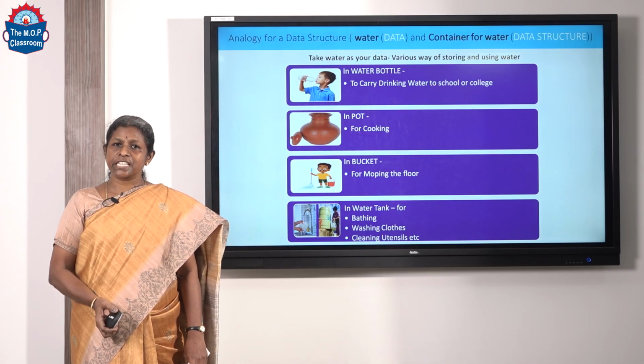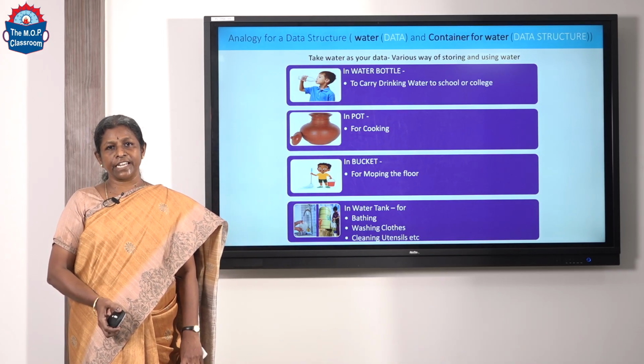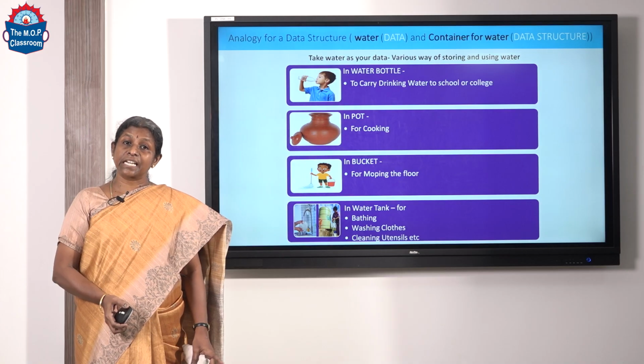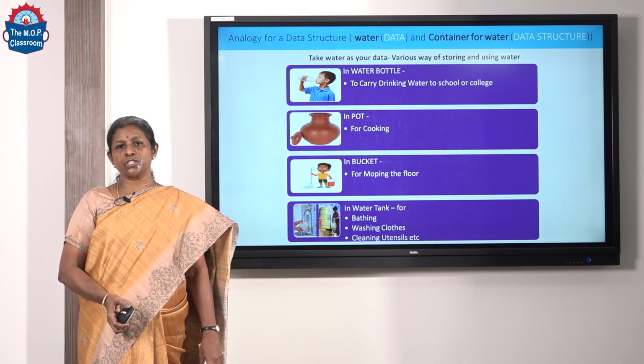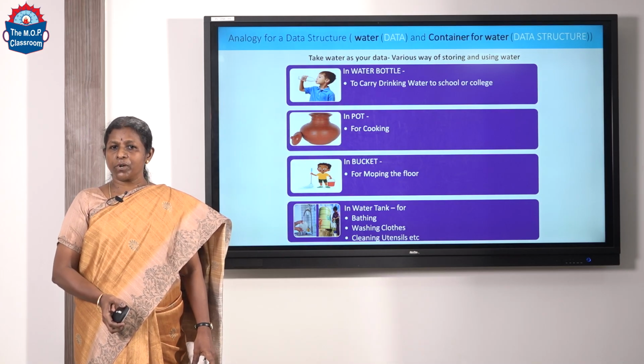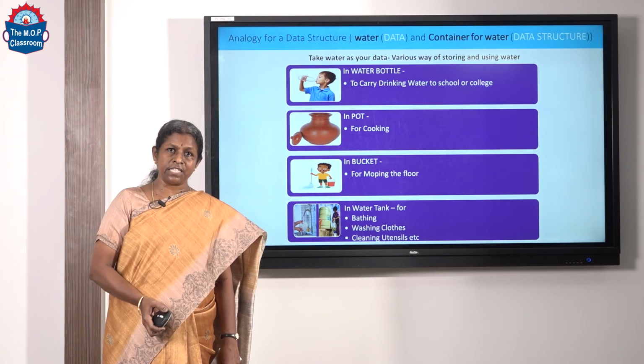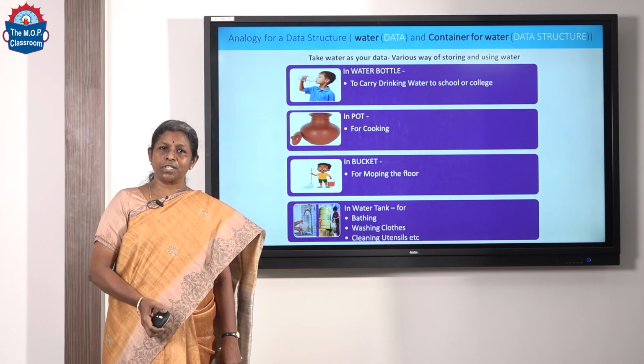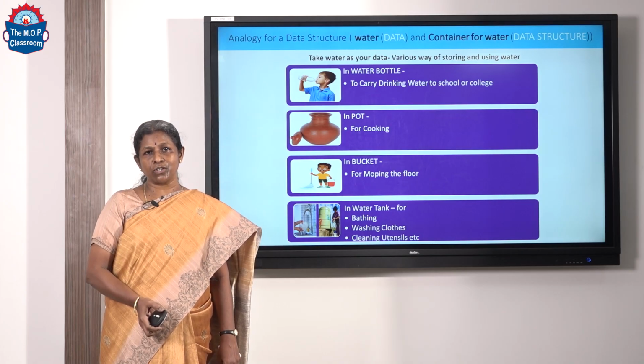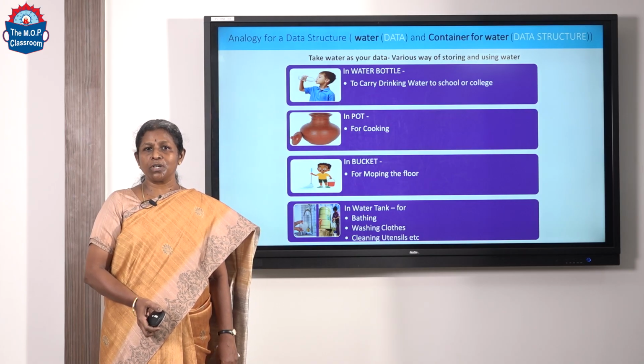So, in the previous case your data is water, and in the second case you are also using water, but the container in which you store the water is different. Why is it different? Because taking a water bottle is easy for you to carry to college, whereas carrying the pot is not easy. Similarly, why do you choose a pot to cook? Because you want more water.